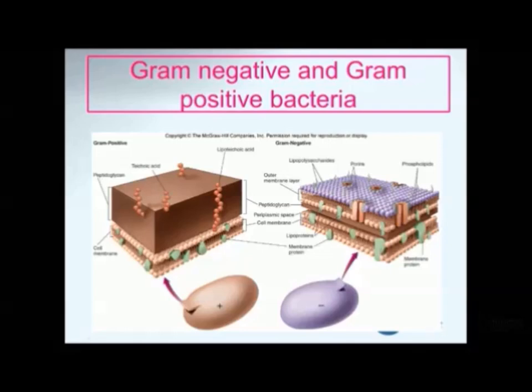So these bits here where you can see the bilipid layer are cell membranes, rather similar to the cell membranes that our own cells have, but in the gram-positive bacteria there's an inner cell membrane and then an outer cell wall, which is the one which takes up the Gram stain, and in the gram-negative bacteria there's an inner cell membrane, the cell wall which is much thinner, and then an outer cell membrane.